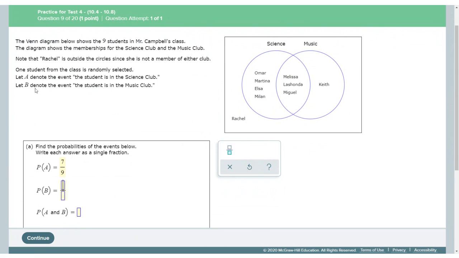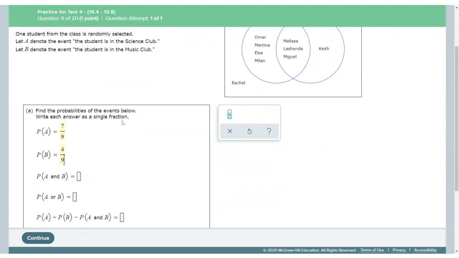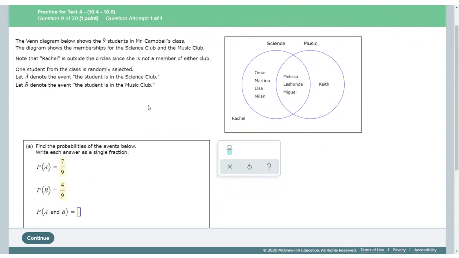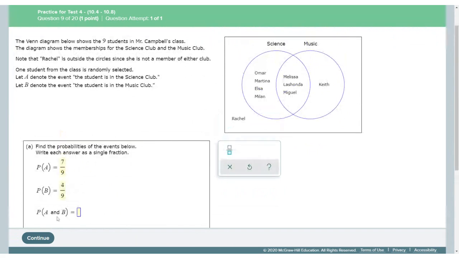B is music, so there's 1, 2, 3, 4 over the total of 9, and we don't have to simplify any of these. They're already simplified because of that 9. It would have to be a factor of 3 to do this. Now, remember, that's what we call the intersection. So that's 3 over 9. And I'm going to leave it just like this briefly, just to let you see the effect here.